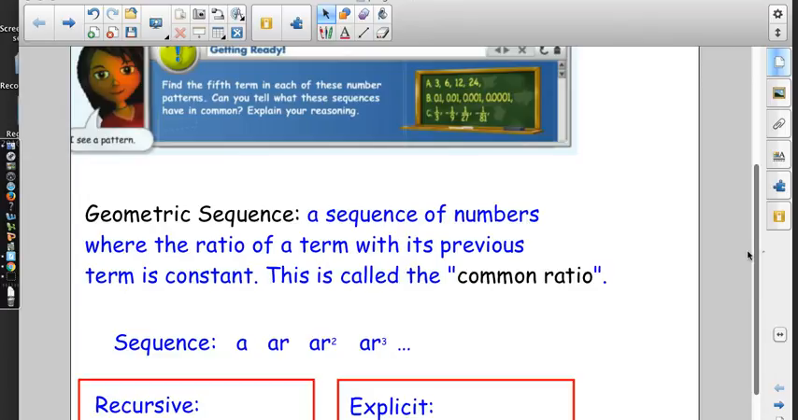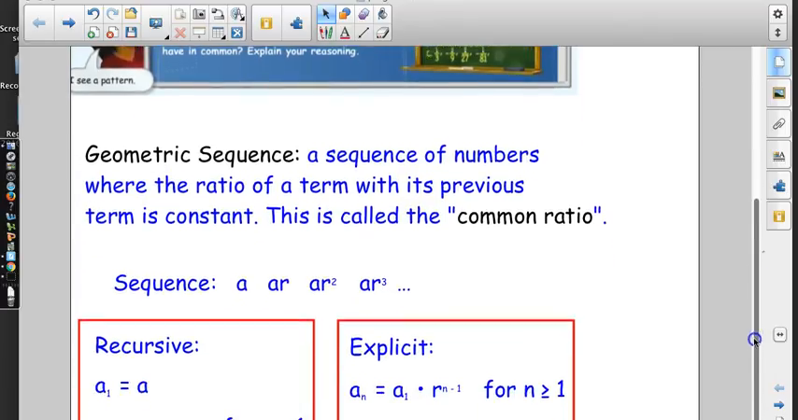A sequence of numbers where the ratio of a term with its previous term is constant. Can't change. It has to be the same every time. They can't multiply by 1, then multiply by 3, then multiply by 5. I mean, we know those are odd numbers, but that's not a constant ratio. That's why it's called common. They all have to have it.